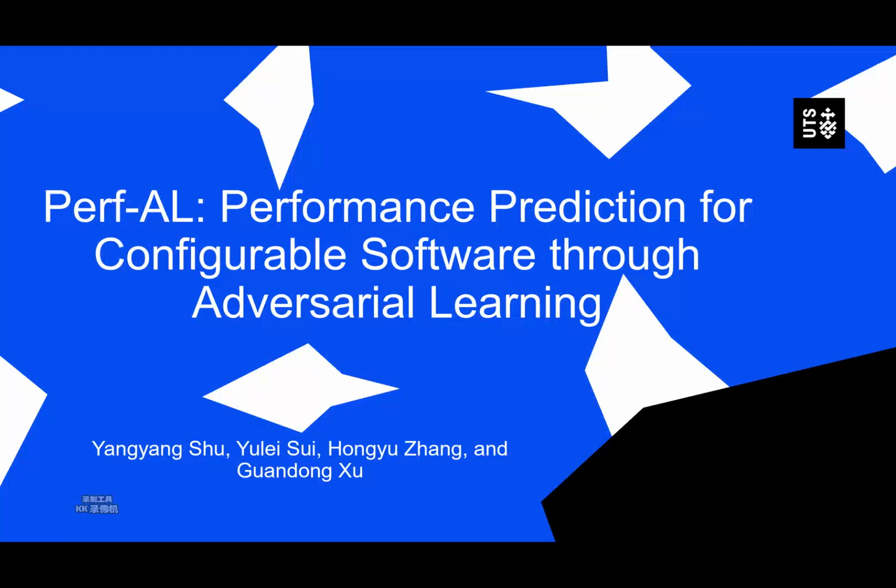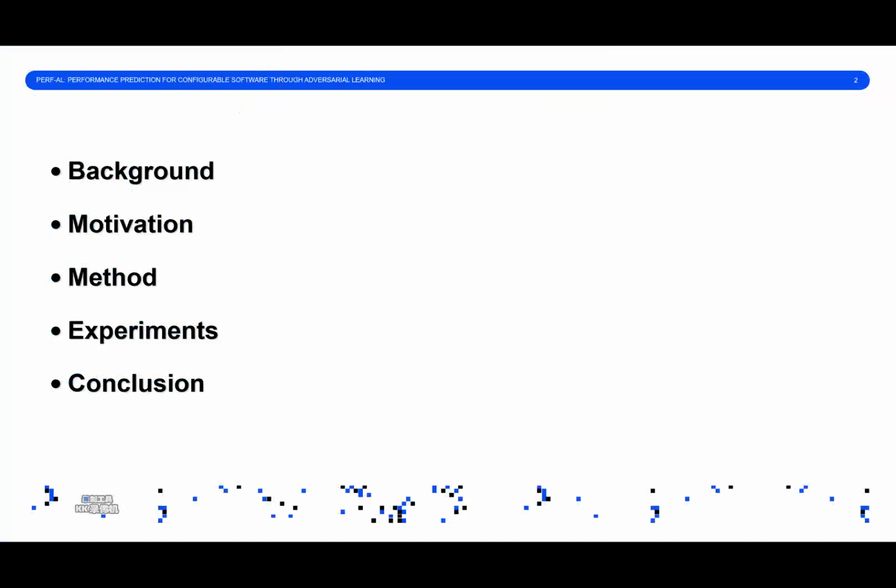Let's start. The title I want to share is Performance Prediction for Configurable Software through Adversarial Learning. In this presentation, I will introduce five sections. The first is background, the second is motivation, and then method, experiment, and lastly, conclusion. Firstly, I introduce the background.